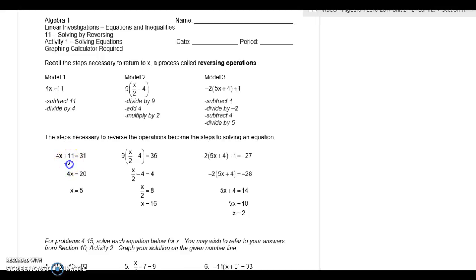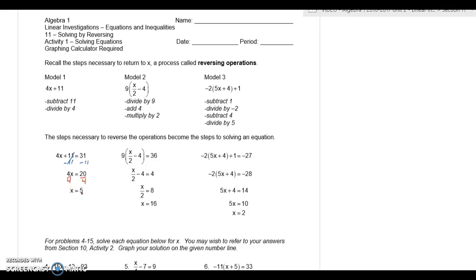So I'm going to take away 11, and you see that when I do that, plus 11 and then subtract 11, that will cancel out. That's going to reverse that operation. And then 31 minus 11 is going to give me 20. My next step then, according to my warm-up here, is to divide by 4. And this will cancel that 4, but for a different reason. With addition and subtraction, we're canceling out to turn it into a 0. But when we have multiplication and division, we're trying to cancel it out to turn that number in front of x, in this case, into a 1. And when we do that, we get x equals 5.